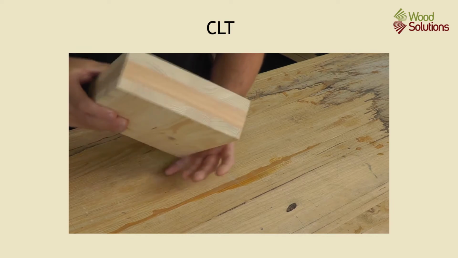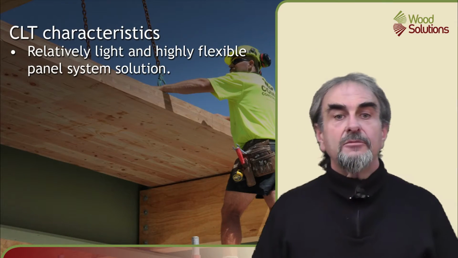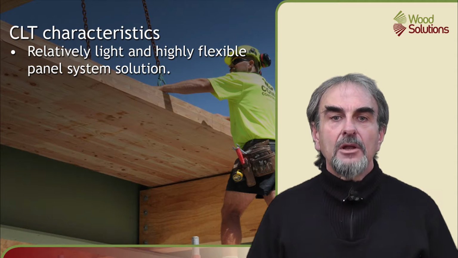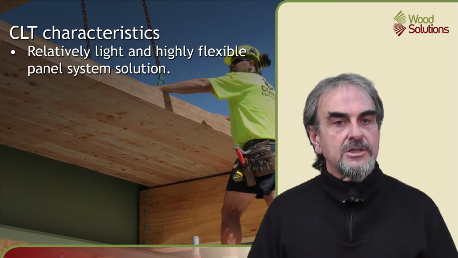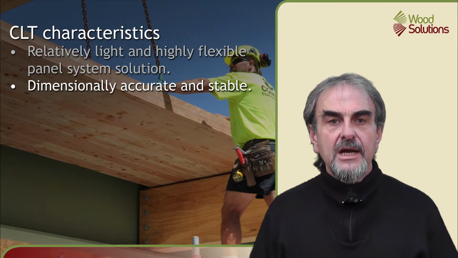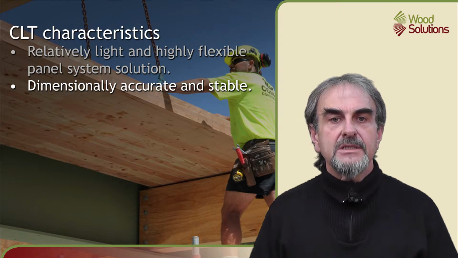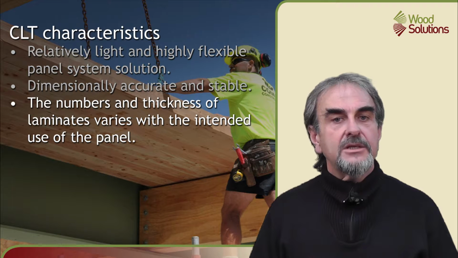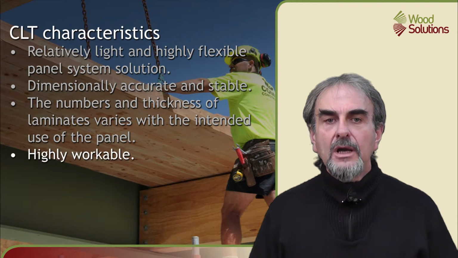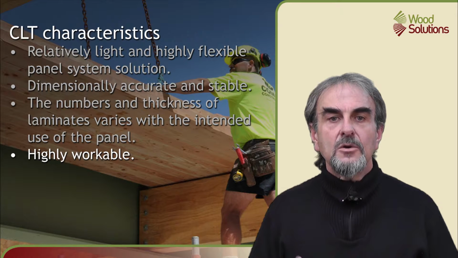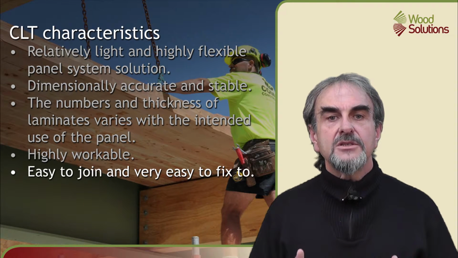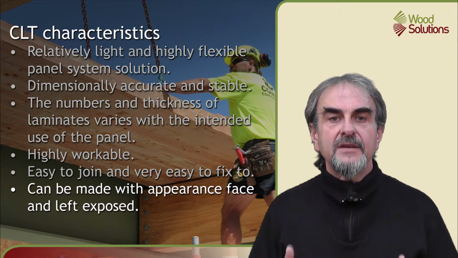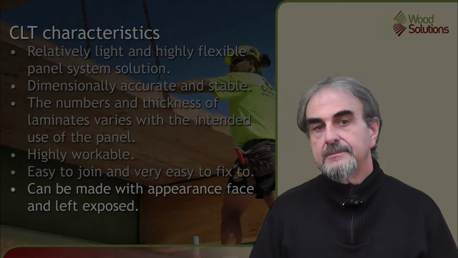CLT has very useful performance characteristics for building. It is a relatively light and highly flexible panel system solution. This opens up a lot of potential for wood in major building construction. It is dimensionally accurate and stable. Most panels are machined on routers to be exactly the required size. The number and thickness of laminates can be varied with the intended use of the panel. The panels are highly workable if they have to be adjusted. Also, they are easy to join and very easy to fix surfaces or other finishes to. Lastly, they can be made with appearance faces and left as an exposed finish internally.